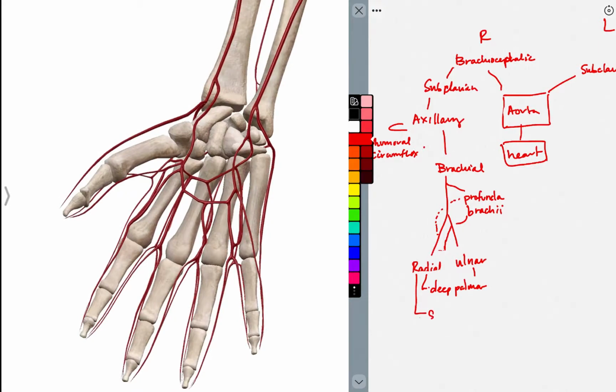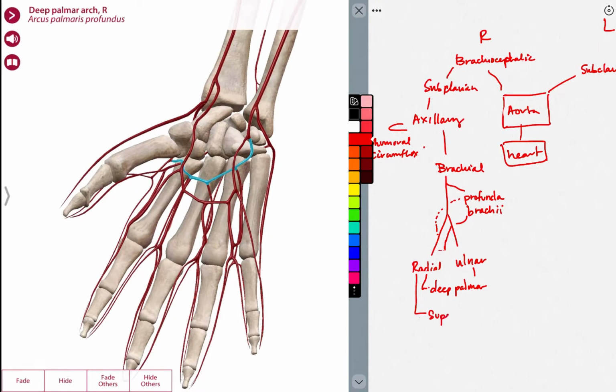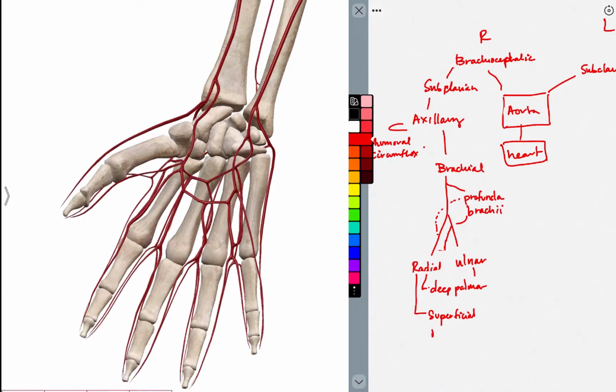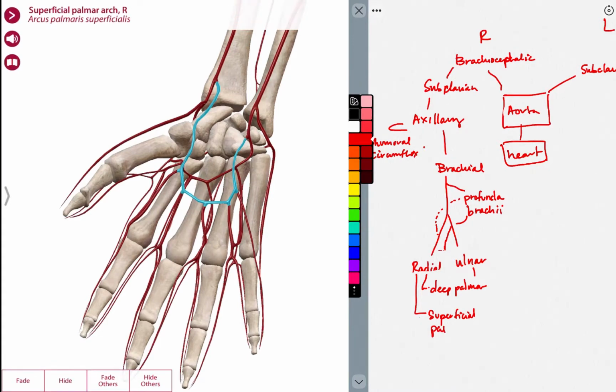So the deep one is called the deep palmar arch. And then the shallow one is called the superficial palmar arch. Both of these are connecting that radius and ulna. So again, they're in anastomosis.